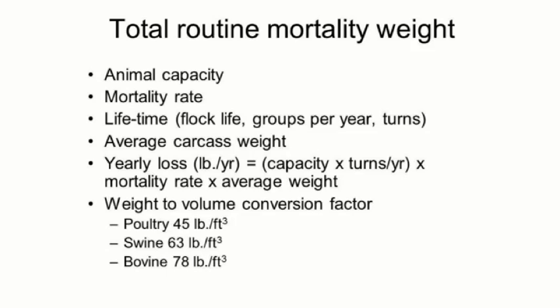But what this says then is that for every 45 pounds of poultry, that takes up about a cubic foot of space, whether that be in a truck, in another type of container, or in a compost system. We need to have a conversion back to the amount of space it takes, or volume. So we call that a weight to volume conversion factor. It's important when you're planning a system to know that you have the space to handle the mortality that will be produced in that period of time.